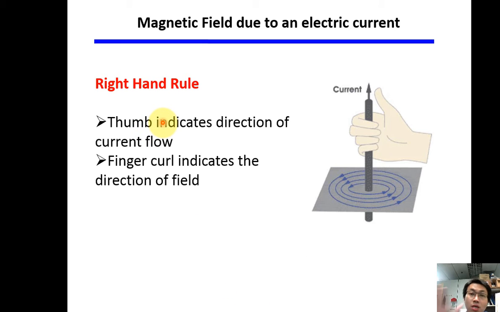So right hand rules, yes, we explained before. Thumb indicates the direction of the current flow. Finger curl indicates the direction of the field.